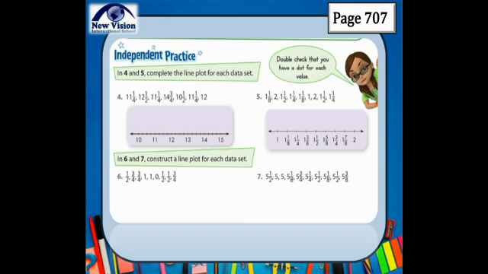Okay, so our number line is given. Let us put the data above the numbers. 11 1/4, 12 1/2, 11 1/4, 14 3/4, 10 1/2, 11 1/4, and 12. Number 5. So let's start with 1 1/8, 2, 1 1/2, 1 1/4, 1 1/8, 1, 2, 1 1/2, and 1 1/4.